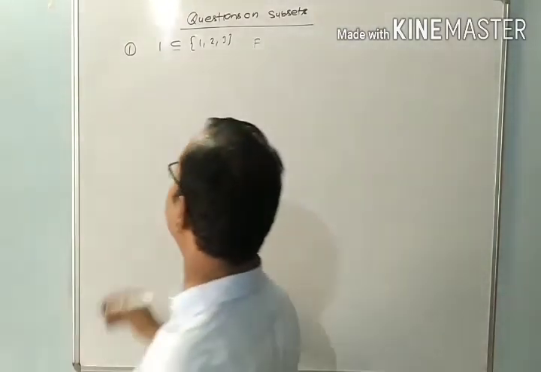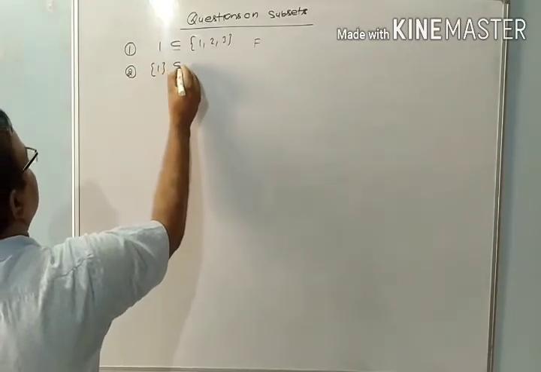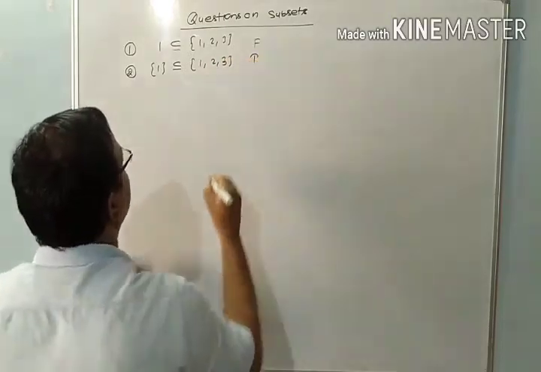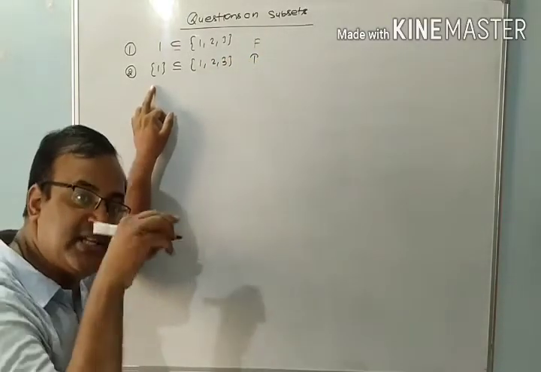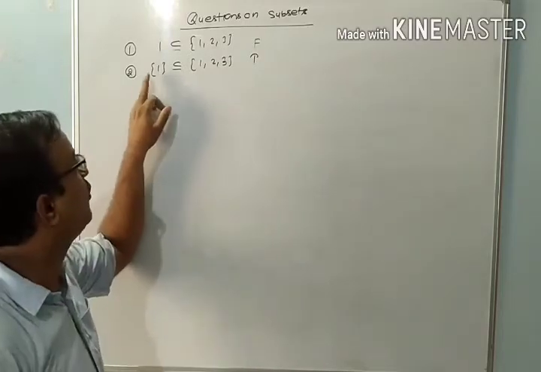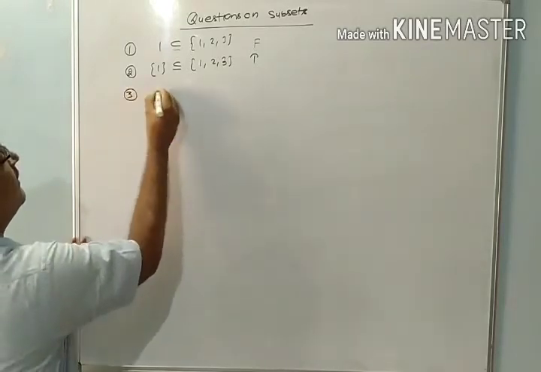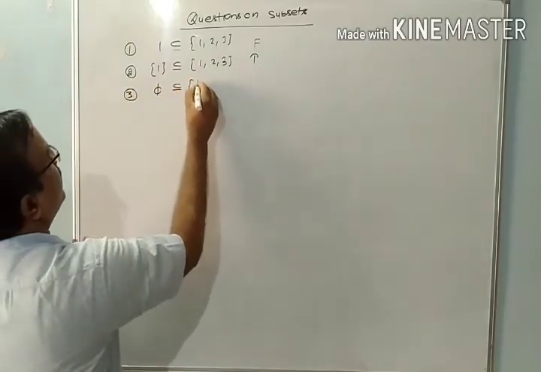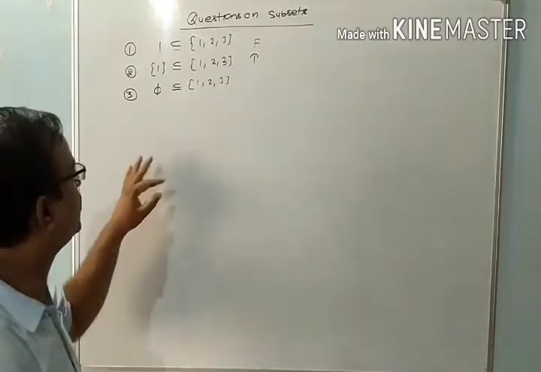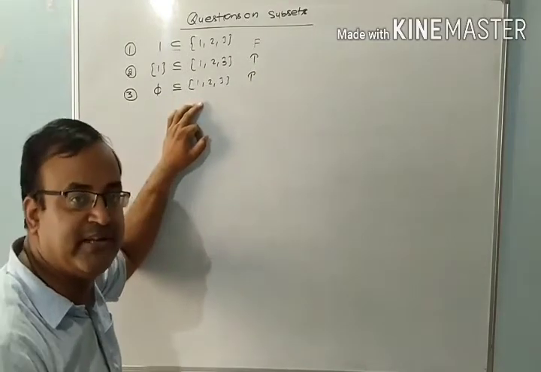But if we write {1} in braces, then it is true, because now 1 is in the set. Clear? 1 is in curly brackets. That means now we can say {1} is a subset of this set. Third, phi is a subset of {1, 2, 3}. Yes, it is true because phi is a subset of every set.